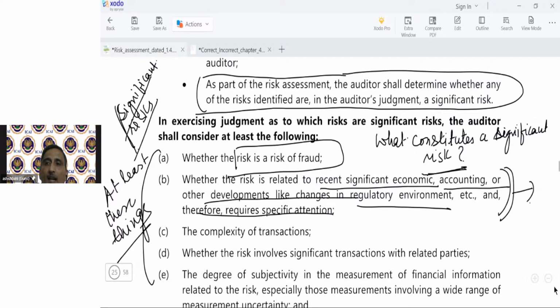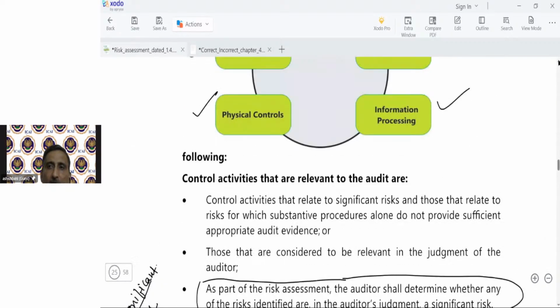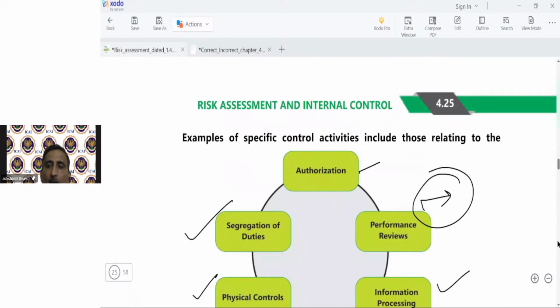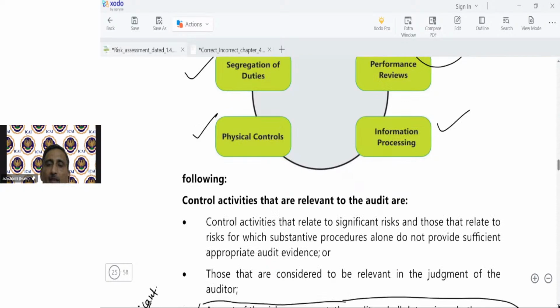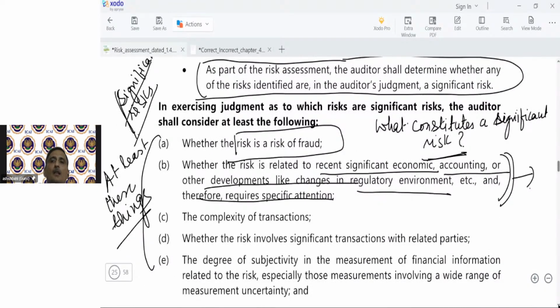Now Krishna, you are asking what is the page number? So the page number is 4.25. Just below this diagram.